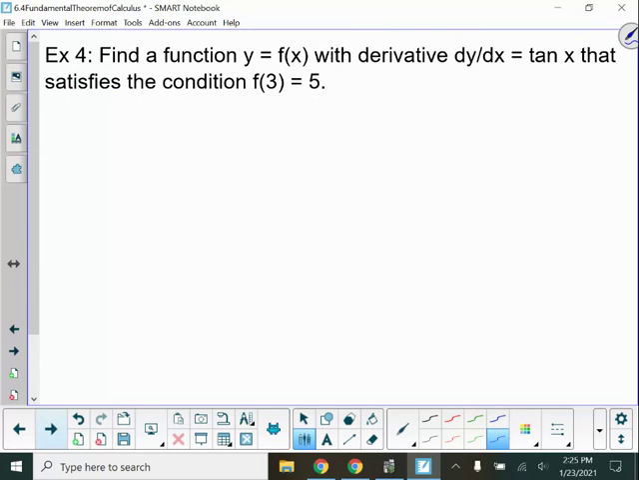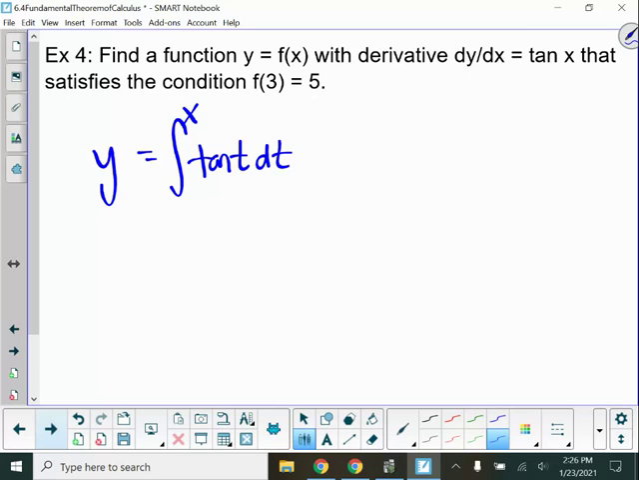So that brings us to example 4. Find a function y equals f of x with derivative dy dx equals tangent x that satisfies the condition f of 3 is equal to 5. Well, we know that the derivative has to equal tangent, so I could set up some integral like this, because when I take the derivative of the integral, I should end up with tangent as long as there's an x at the top of that. So that satisfies the first condition.